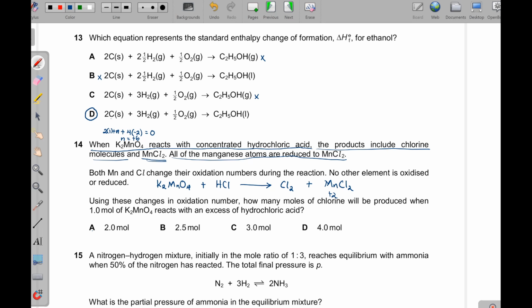Then what else? They said something here. Both manganese and chlorine change their oxidation numbers during the reaction. Now, when you look at here, the oxidation state of chlorine is a -1, then here is a +1. The oxidation state of chlorine in here is going to be -1 for manganese 2 chloride. Now, here, it means that chlorine has not changed the oxidation state.